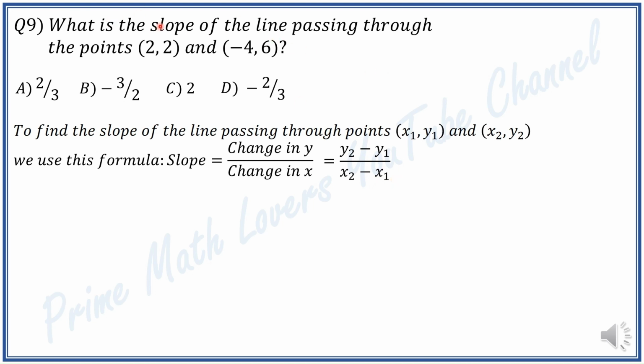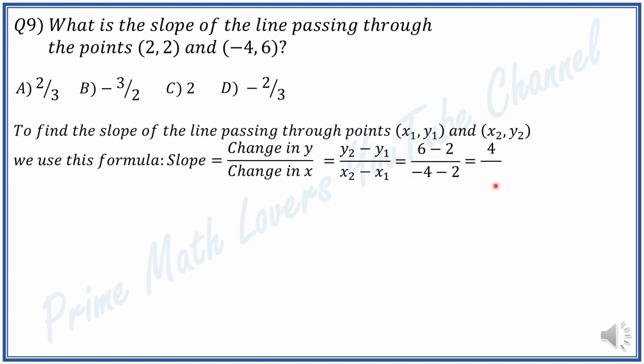In our problem, y2 is 6, y1 is 2, x2 is negative 4, and x1 is positive 2. So the slope will be equal to 6 minus 2 over negative 4 minus 2.